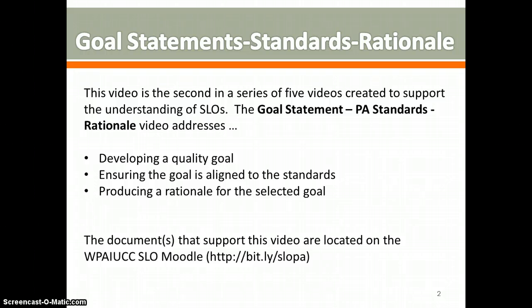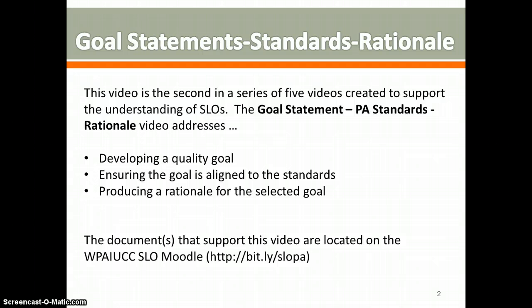Please note that any supporting documents will be within the Moodle. Those supporting documents will include the template for SLOs, and in this particular module there'll be a document called Goal, Standards, and Rationale Organizer that may be useful as you start to develop these things to support the SLO process.